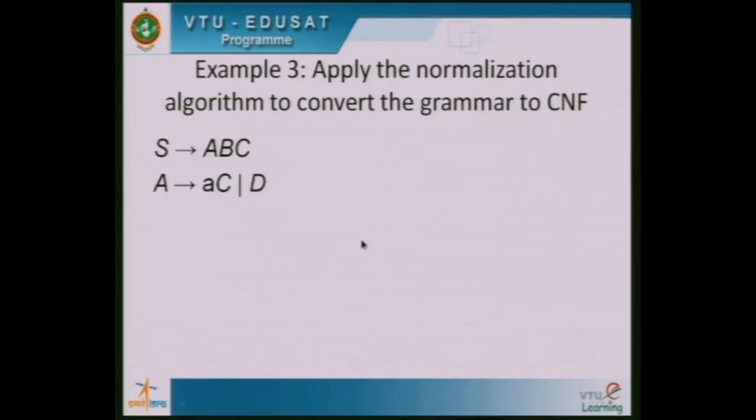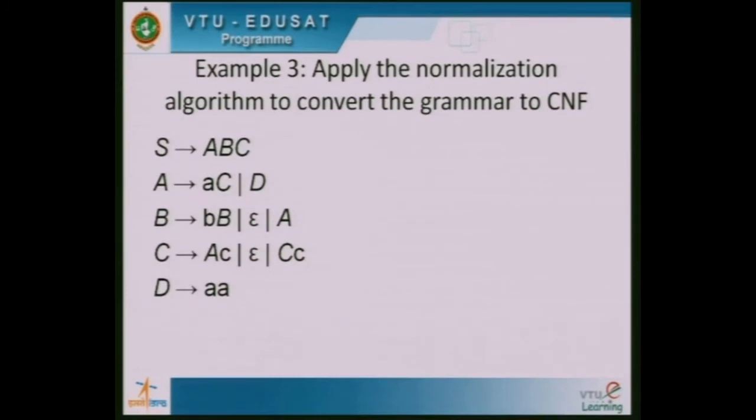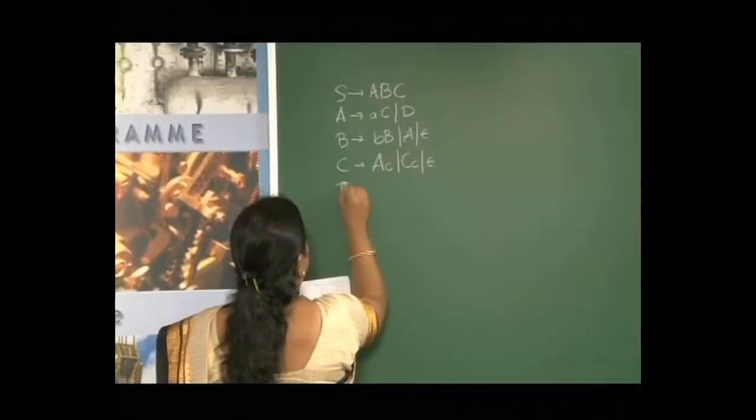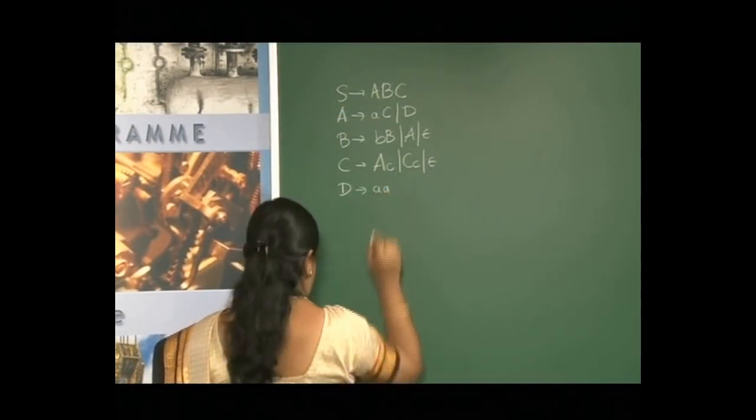So we will see one more example quickly. S tends to ABC, A tends to AC or D, B tends to BB or A or Epsilon, and C tends to AC or CC or Epsilon, D tends to AA.